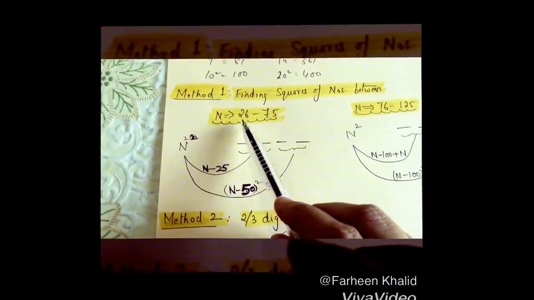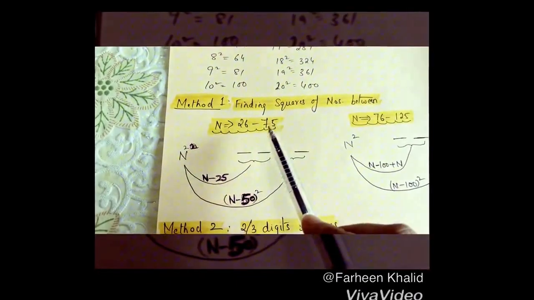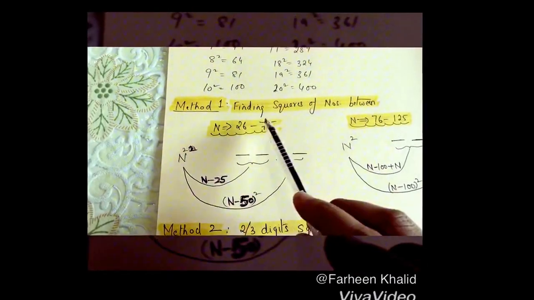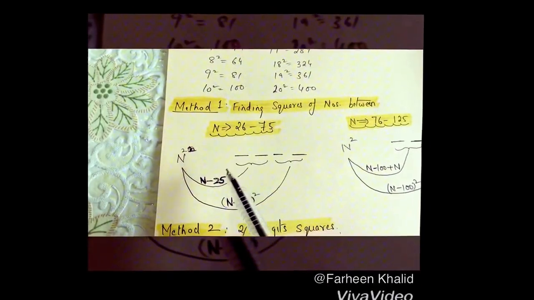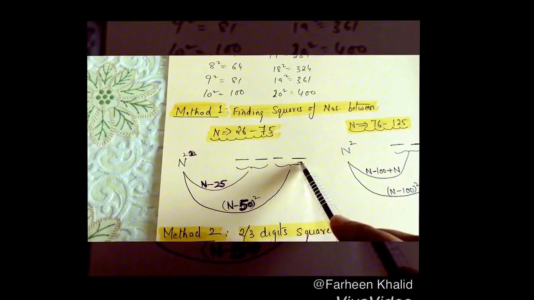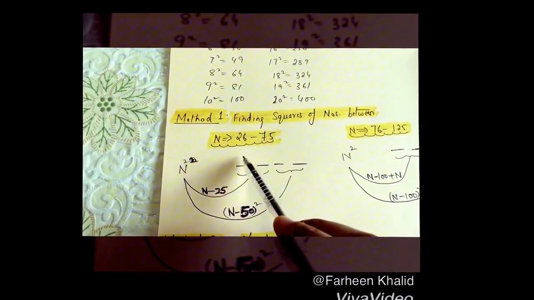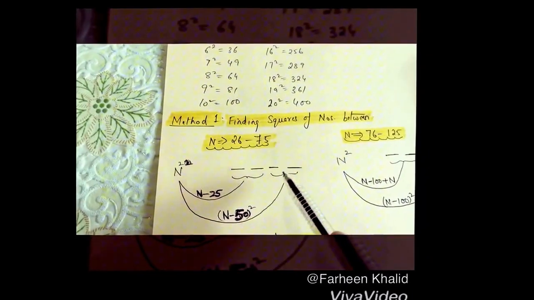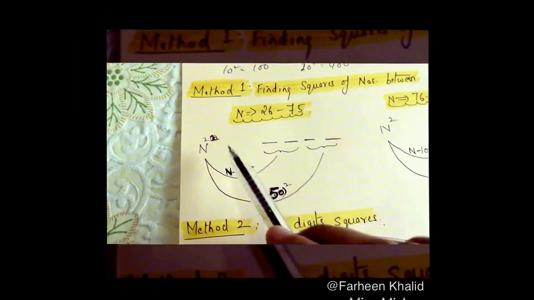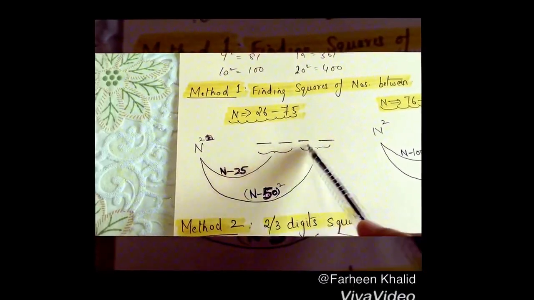In the first case, where the number is between 26 and 75 and you have to find its square, we assume that the answer is going to be a 4-digit number. It could even be a 3-digit number, but if it is, we'll put a 0 in the first place, which doesn't make any difference to the actual answer. So now we have a 4-digit number here.